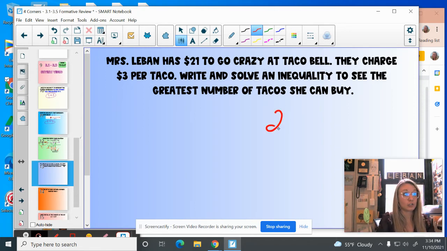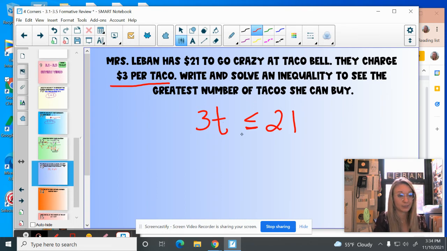So no matter what, she's got $21. Could she spend all $21? Absolutely. Could she spend more than that? No. So it's got to be less than or equal to $21. Now, if it's $3 per taco, we don't know how many that she can buy, so we'll have a variable there, $3 times however many tacos. So this is part one.